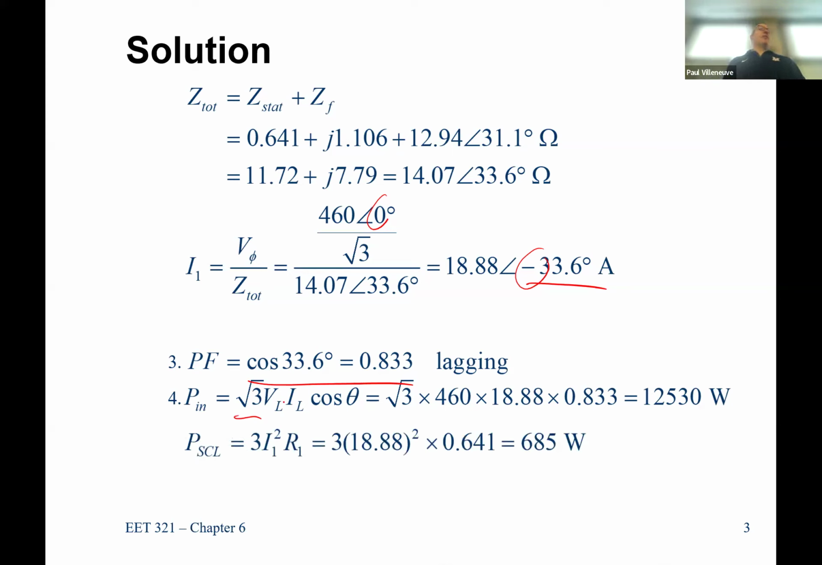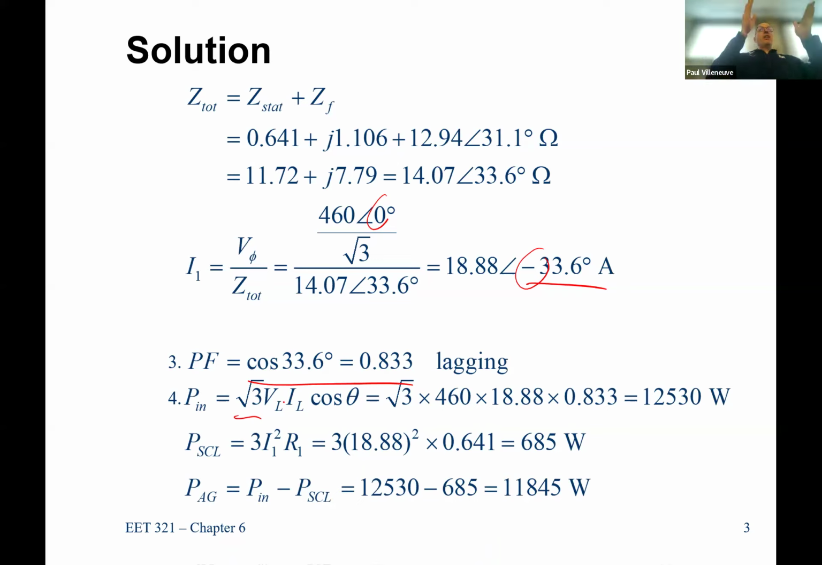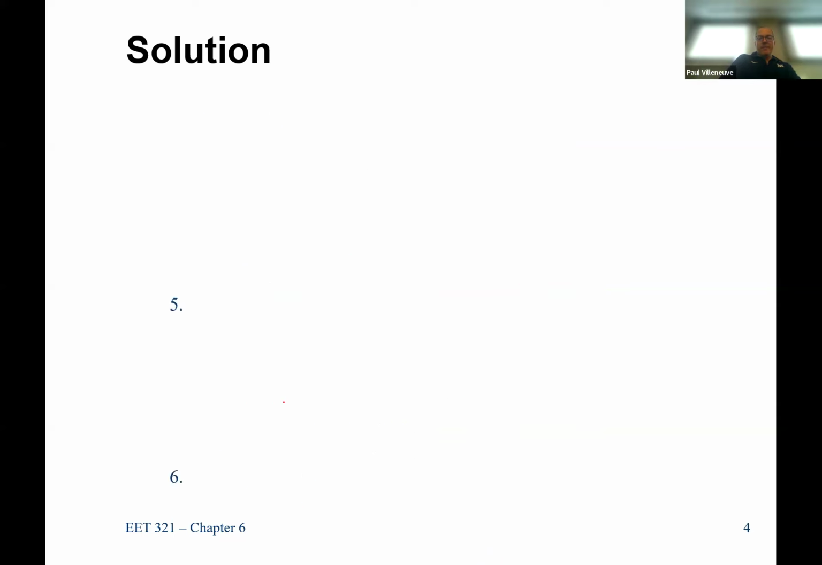Stator copper losses, now it's just I squared R losses. And I've got 3 stator windings. So that means I have to have 3 times the individual one, which means I'm consuming 685 watts. My air gap power, this is the power that goes from the stationary world to the rotary world, right? So that's the one that jumps across the air gap. And that power is determined by subtracting your stator copper losses from your input power. So we're at 11,845 watts.